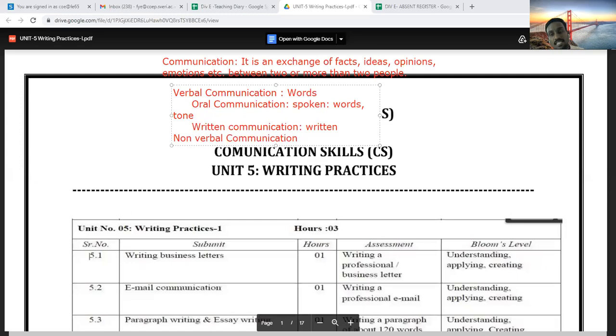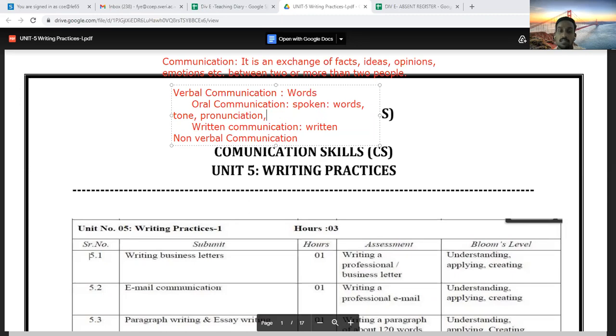So tone means rising tone, falling tone, which you have to take care of. Apart from that, you have to pay attention to the pronunciation of the words. That you have to think of.